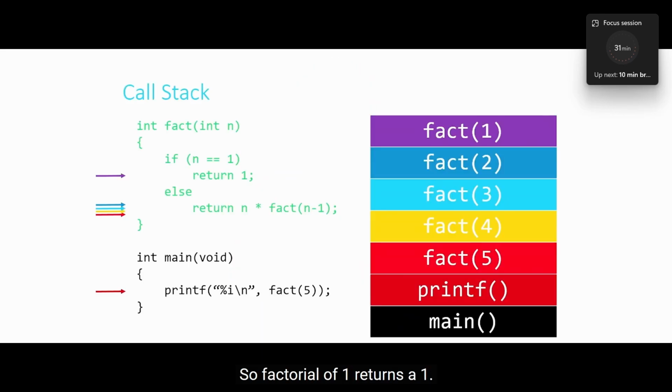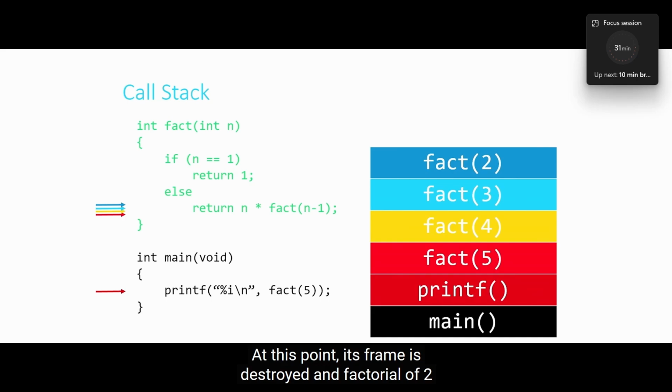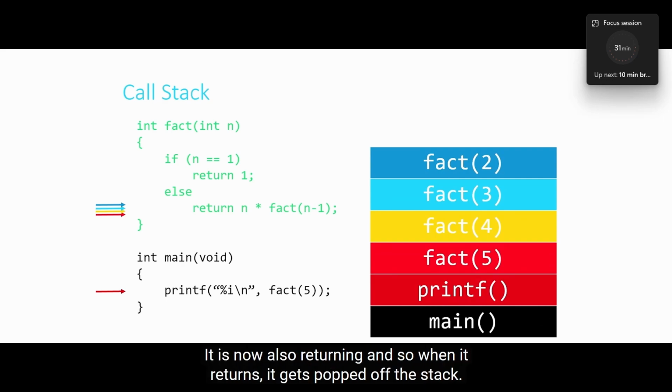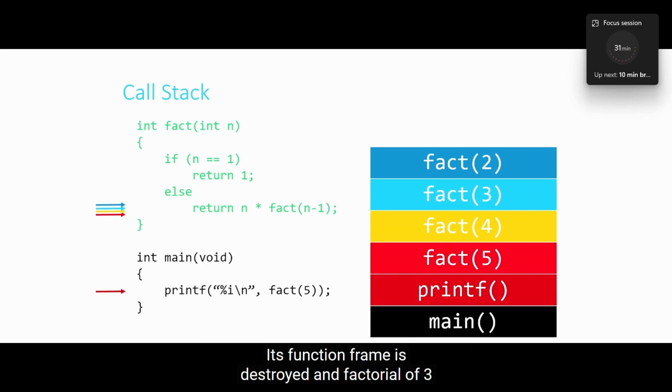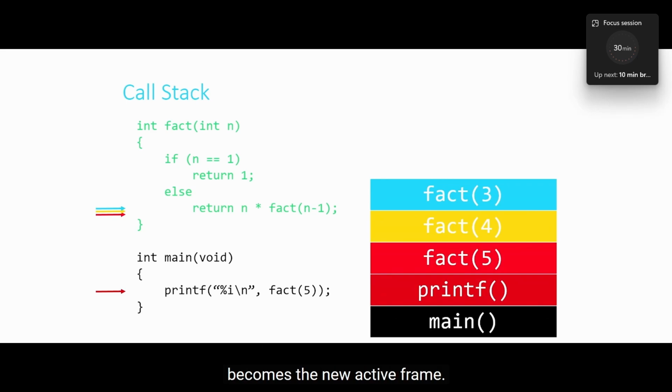So factorial of 1 returns a 1. At this point, its frame is destroyed, and factorial of 2 can now get unpaused. Now factorial of 2 is that dark blue line on the left there, and it was waiting on the return value of factorial of 1. Well, factorial of 1 said, I returned a 1 to you, so factorial of 2 is going to return 2 times 1, or 2. It is now also returning, and so when it returns, it gets popped off the stack, its function frame is destroyed, and factorial of 3 becomes the new active frame.